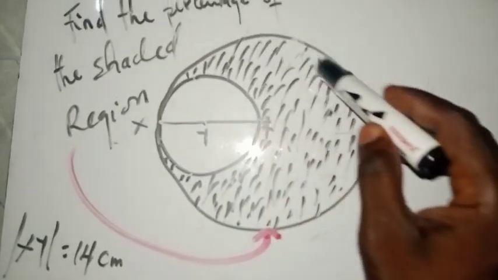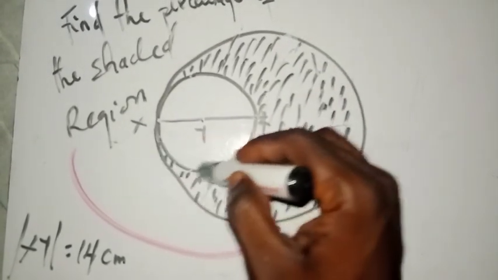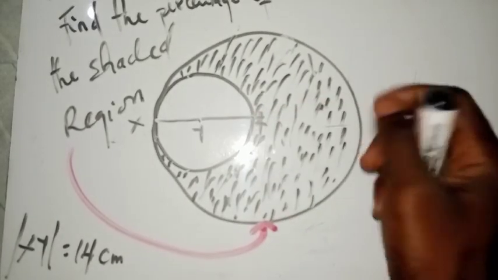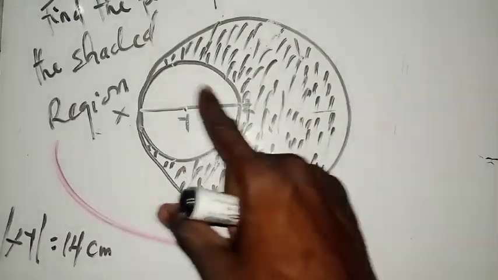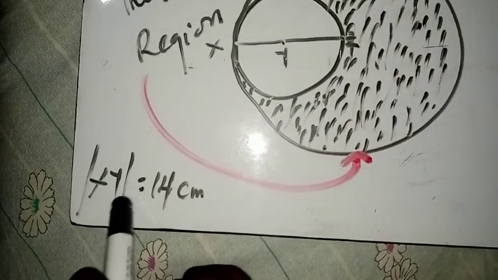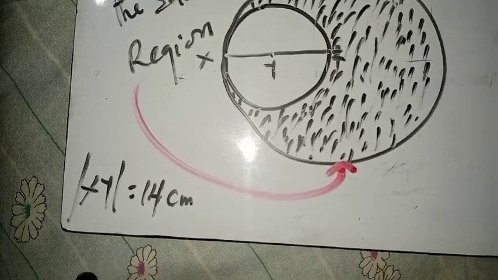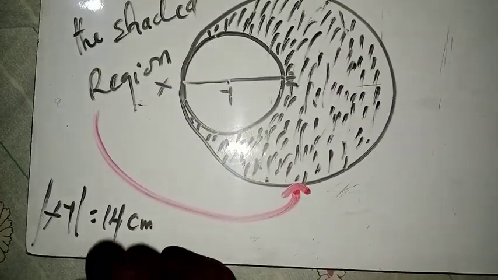So this is the shaded region, right? This portion is the shaded region, and then you also have another small circle inside. So this is a combination of two different circles, the big one and the small one. Okay, so this is the information that we have. We have the x to y here to be 14 centimeters, which means that from here to here is 14 centimeters, right?